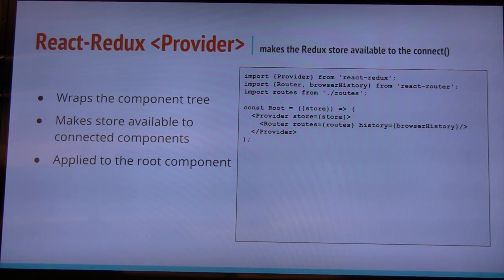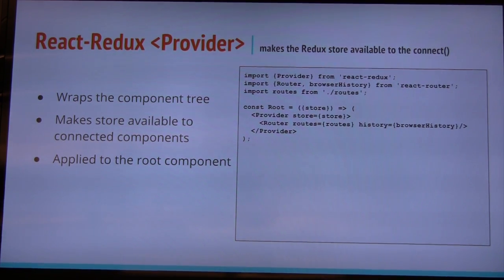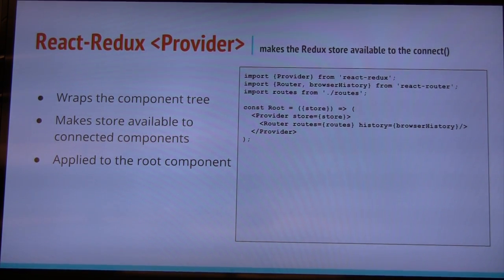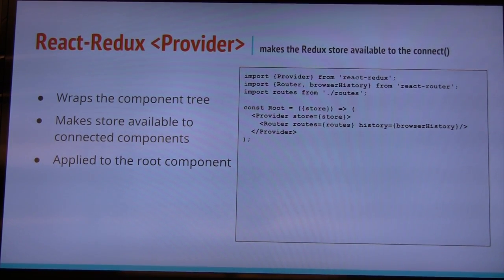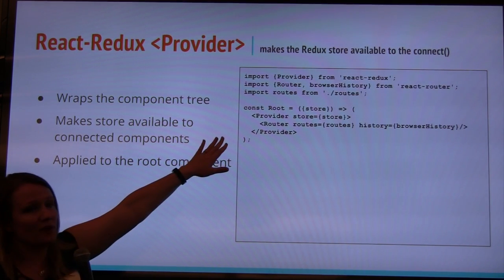All container components will need access to the Redux store so they can subscribe to it. You'll use the special react-redux Provider component in order to make that store available to all of your container components without actually having to pass it down through the tree of components. You only need to use it once. This is when you render the root component. In this case, our root component is the router.